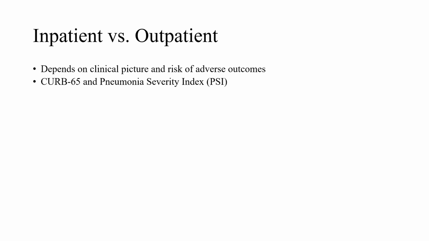Let's talk a little bit about treatment. The biggest thing when treating community-acquired pneumonia is, does this patient need to be admitted to the hospital or can you treat them outpatient? And really this depends on the clinical picture and what is their risk for having a bad outcome. Well, we use scoring tools for these. The two main ones we use are the CURB-65 score and the Pneumonia Severity Index, or the PSI.